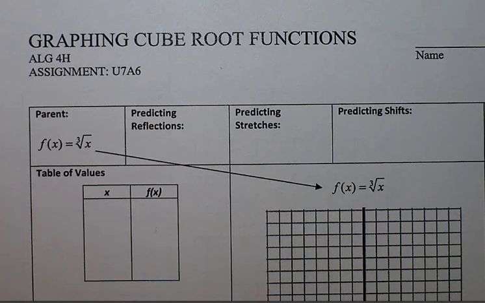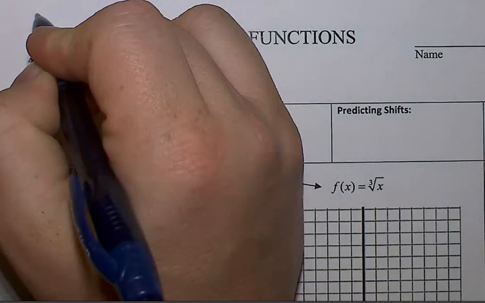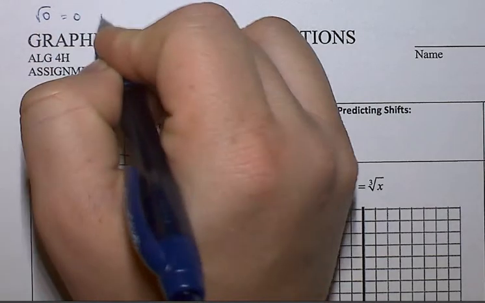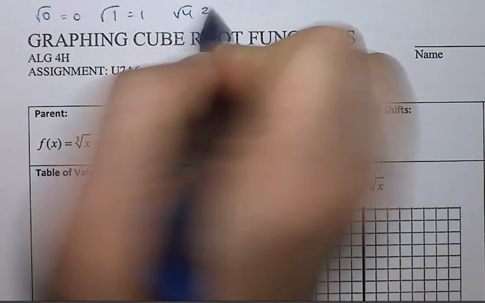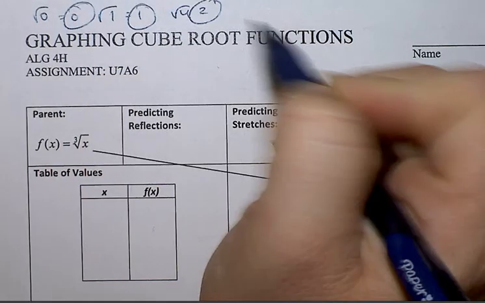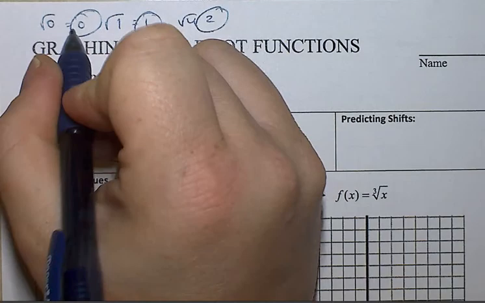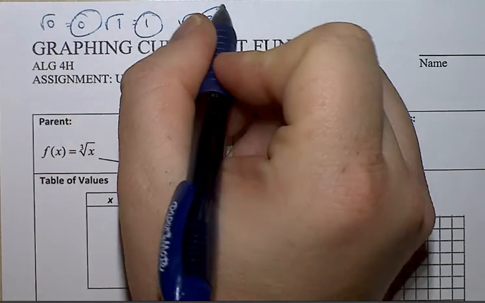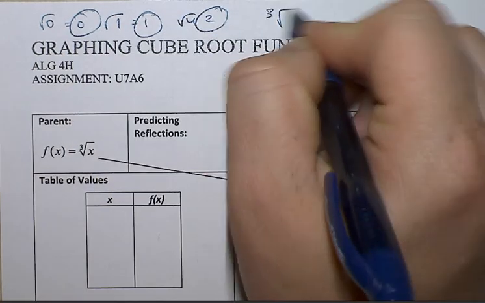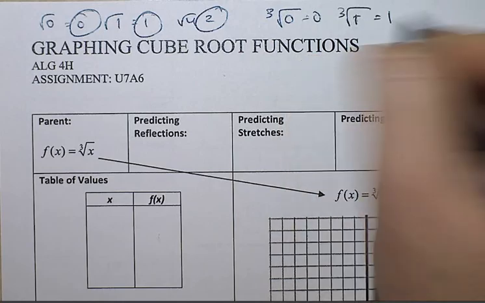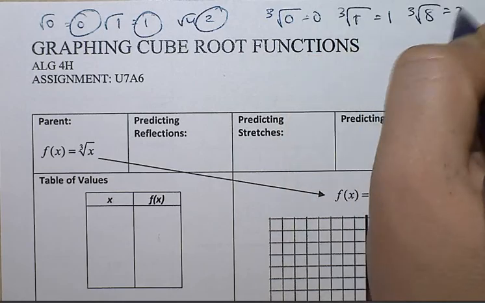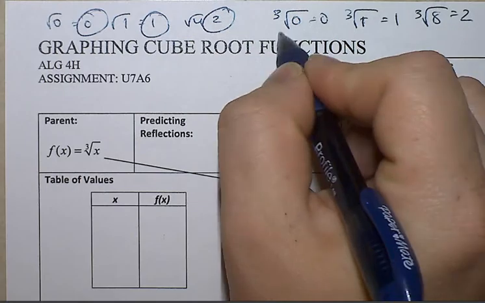Compare a square root and a cube root. Square roots: the square root of 0 is 0, with only real numbers. The square root of 1 is 1, the square root of 4 is 2. Square roots are only going to provide answers that are greater than or equal to 0. But with cube roots, you still get 0, and you get 1. And for instance, you get 2, but you also can go the opposite way.